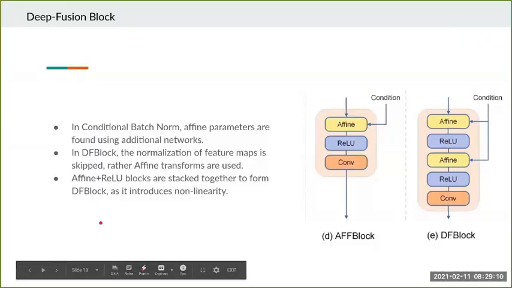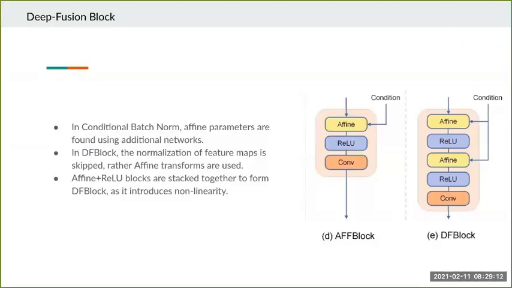And then the main introduction of this deep fusion block. So basically, the deep fusion block is something similar to conditional batch normalization, but what they noticed is that batch normalization does not utilize the affine transforms very well. Along with that, performing batch normalization resulted in bad performance as well.